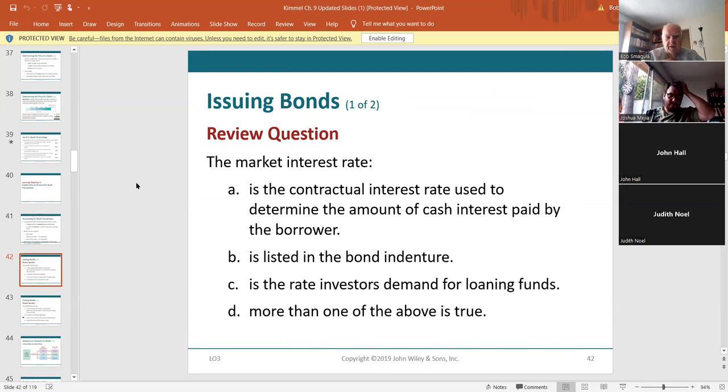The market interest rate is listed in the bond indenture? No. That's the rate that investors demand for loaning funds. Now, you may be asking yourself, why would a company loan money at 6% when the market rate is 4%? It seems foolish, right? Well, the company may have to do that because their record is not that good. The company's financials are not showing much promise. So people have to take on more risk, and they'll demand more interest payments.